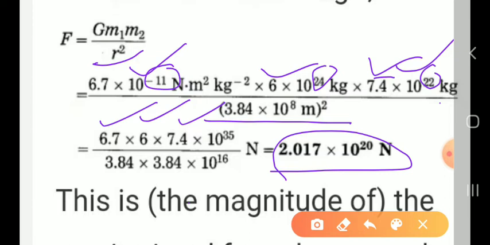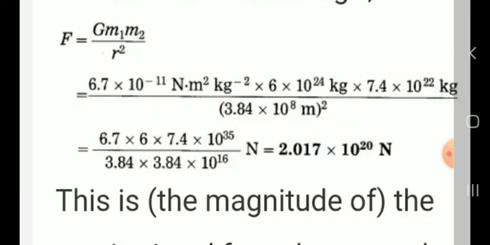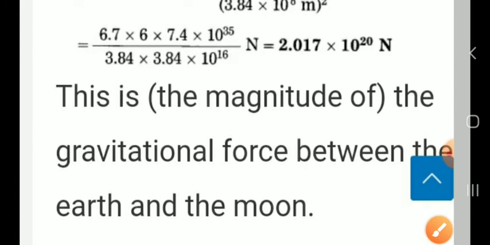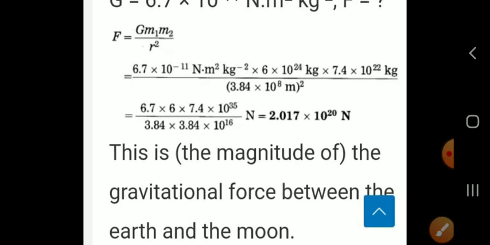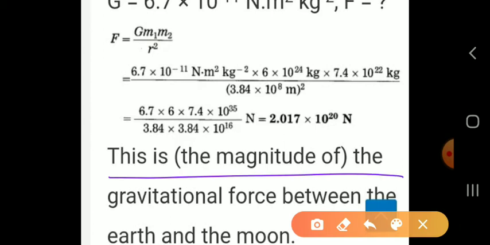2.017 into 10 raised to 20 Newton. So this is nearly 2 into 10 raised to 20 Newton. So this will be your answer for this question. So this is the magnitude of the gravitational force between the earth and the moon. This is your answer.